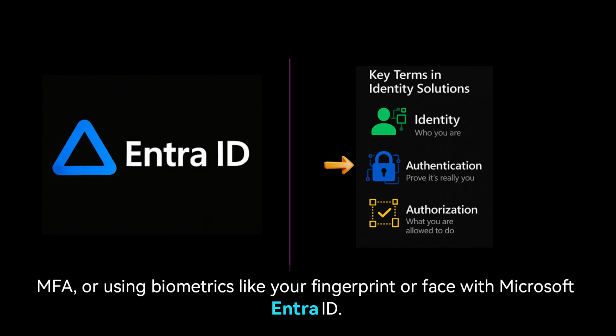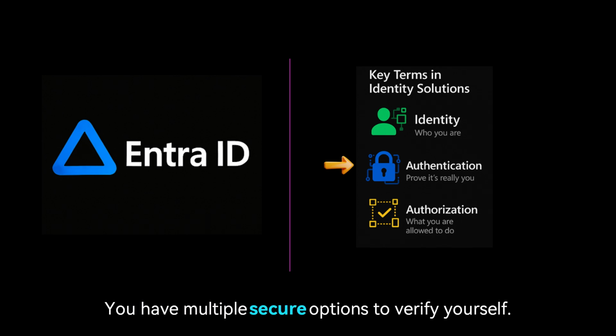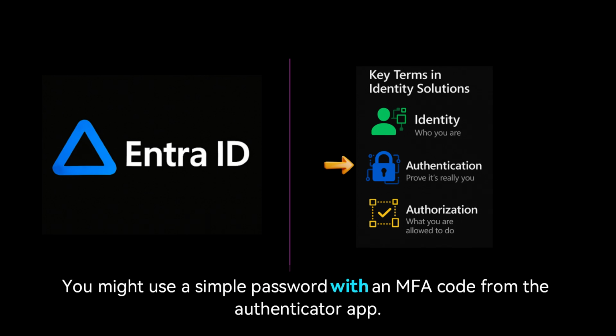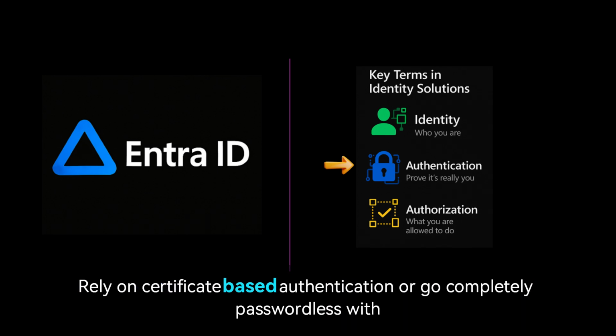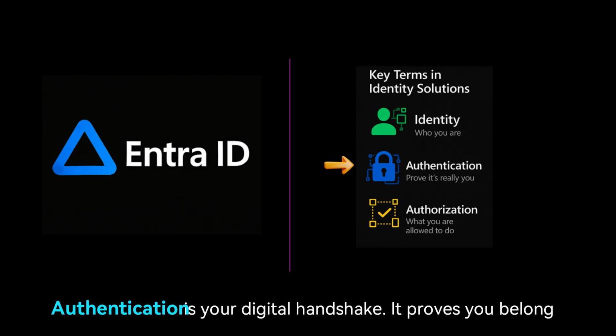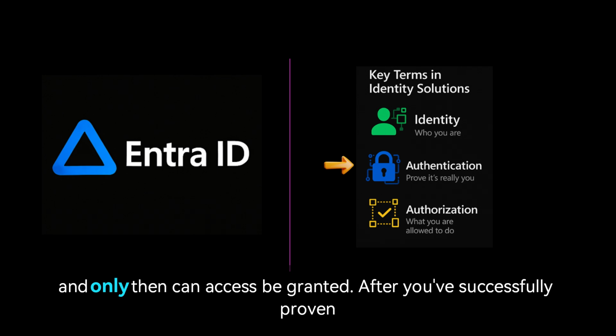With Microsoft Entra ID, you have multiple secure options to verify yourself. You might use a simple password with an MFA code from the Authenticator app, rely on certificate-based authentication, or go completely passwordless with technologies like Windows Hello or FIDO2 security keys. Authentication is your digital handshake. It proves you belong, and only then can access be granted.